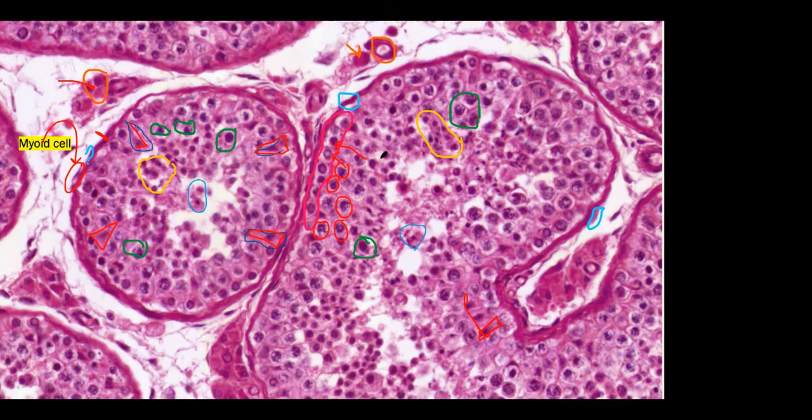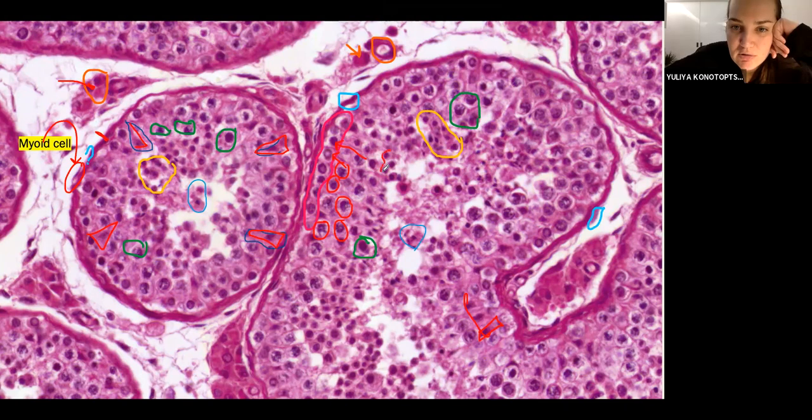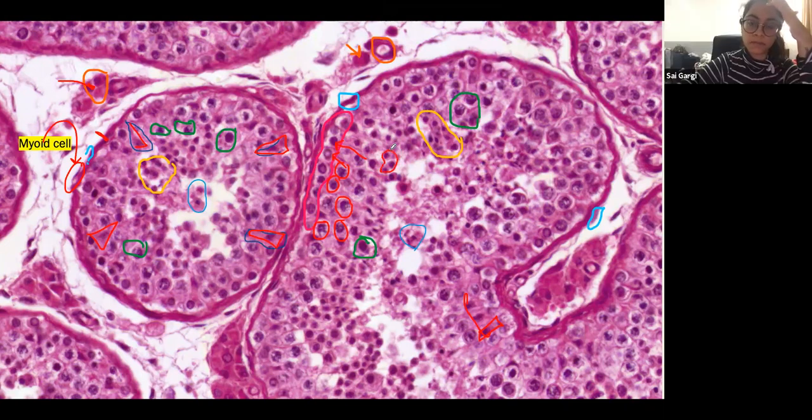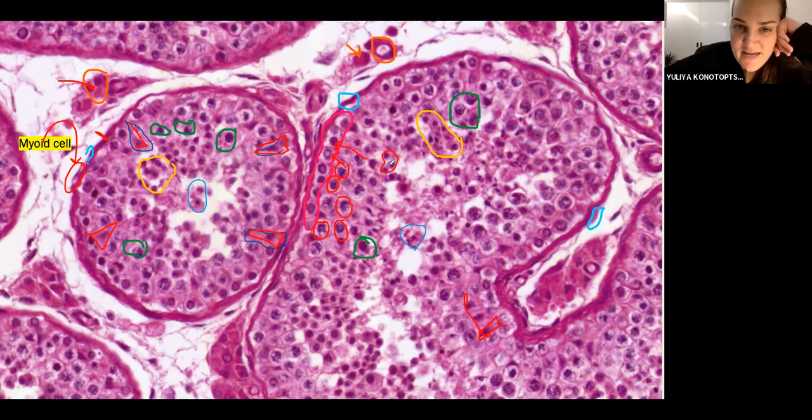Then you move up a bit and you see cells like this, a bit smaller. Secondary spermatocytes, yes. So these ones are secondary spermatocytes. Somewhere within the epithelium, you can see some kind of cells here that are very thin.